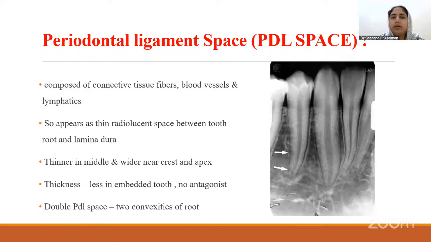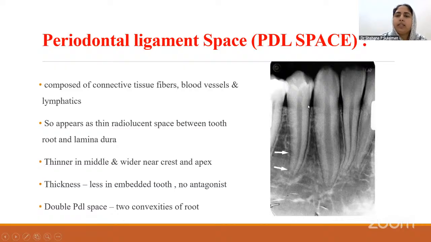The other supporting structure is the periodontal ligament space. The periodontal ligament space, as the name implies, contains the periodontal ligament fibers, and these are the fibers which attach the cementum onto the alveolar socket. So the tooth root surface which has the cementum is where the periodontal ligament fibers get attached, and the other side is the lamina dura, that is the tooth socket.